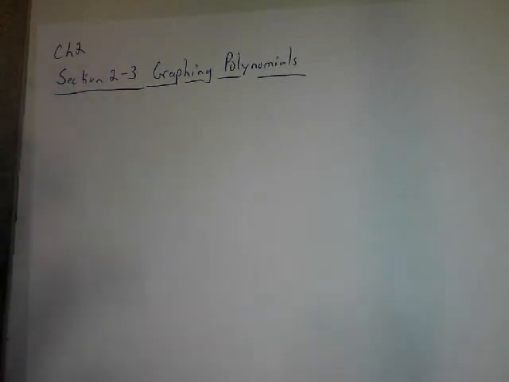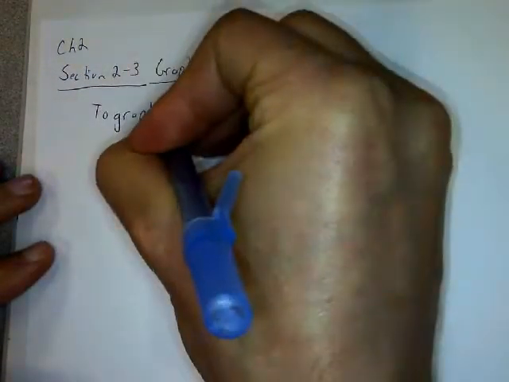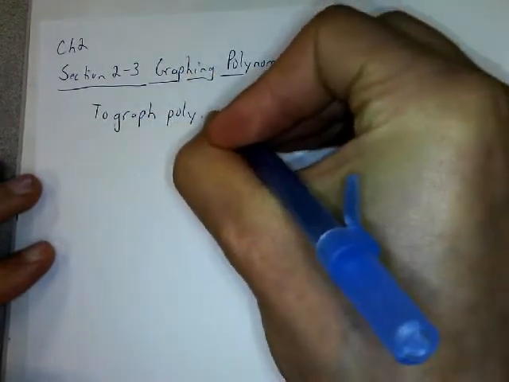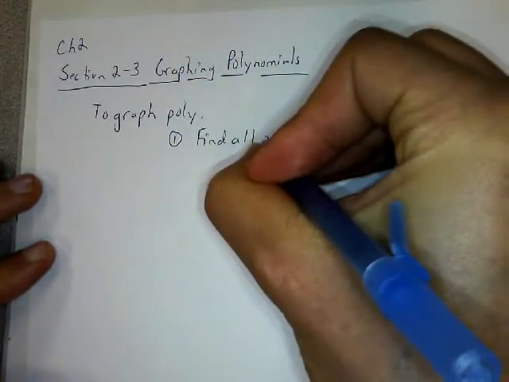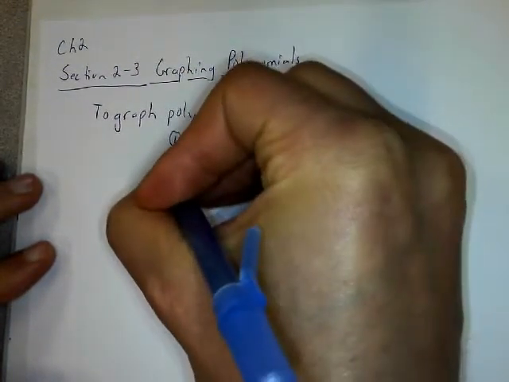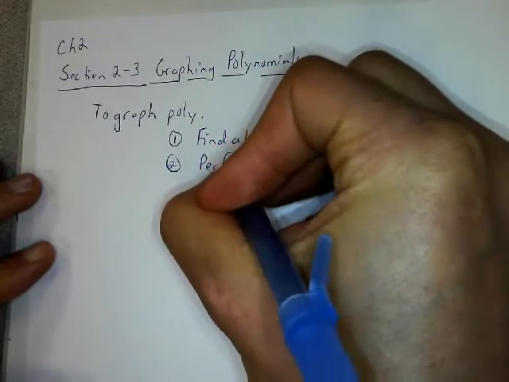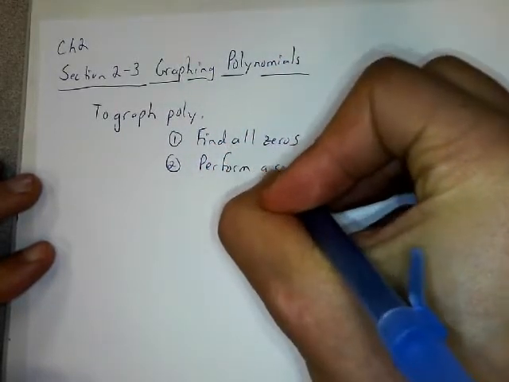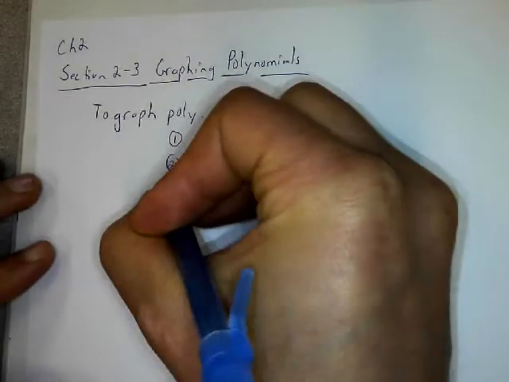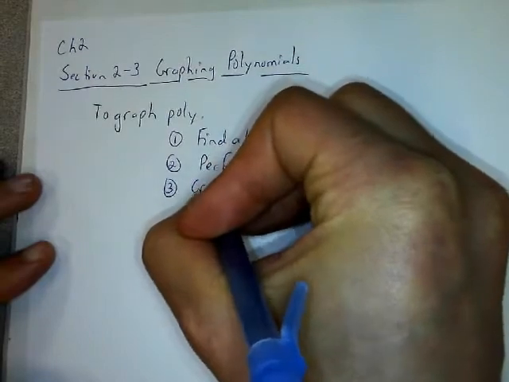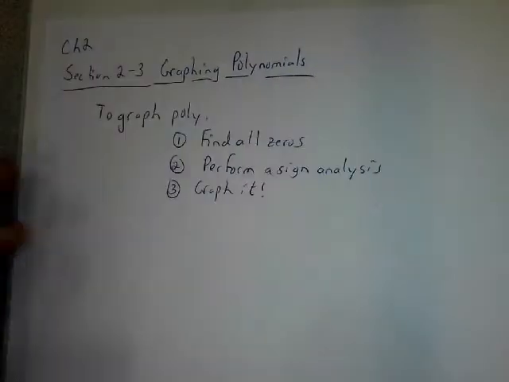The goal for today is to graph polynomial functions. To graph a polynomial function, we need to: 1. Find all the zeros. 2. Perform a sign analysis. And then lastly, graph it. So let's take a couple easy ones.